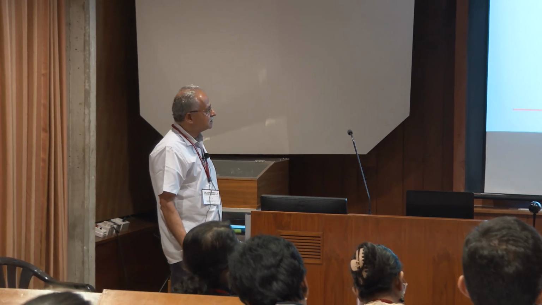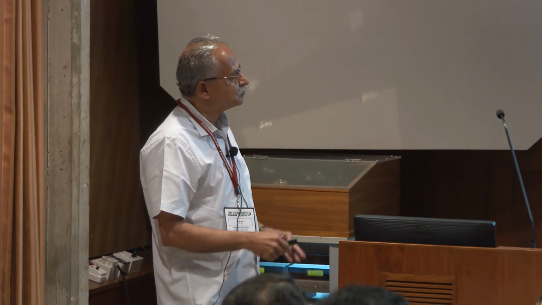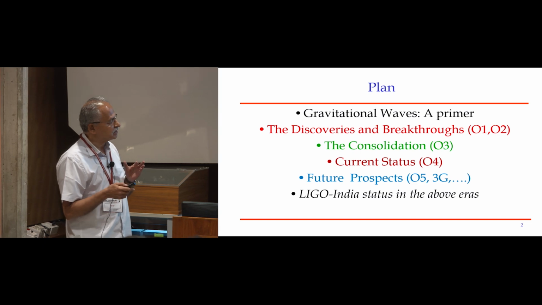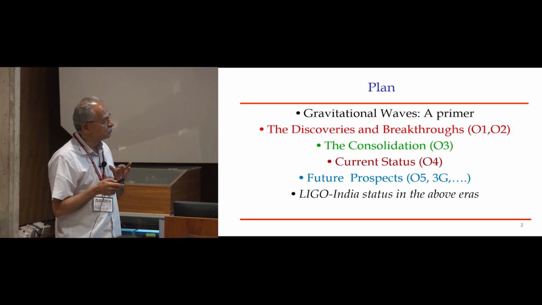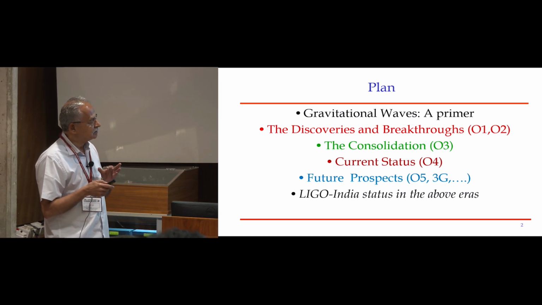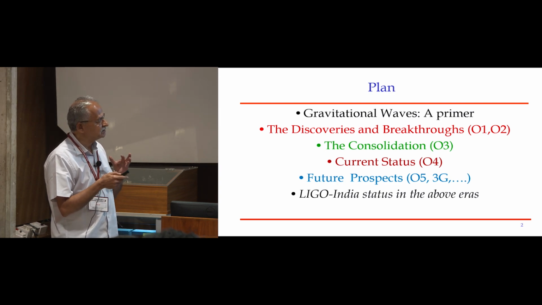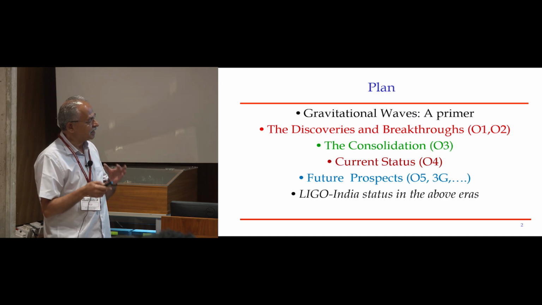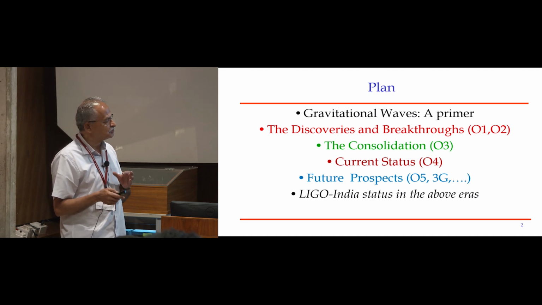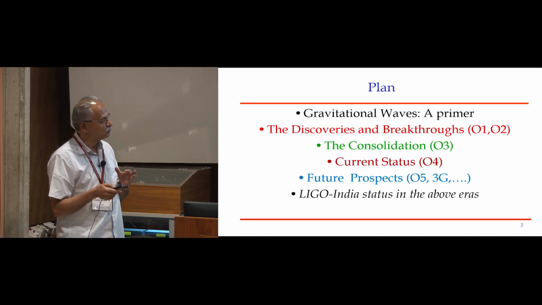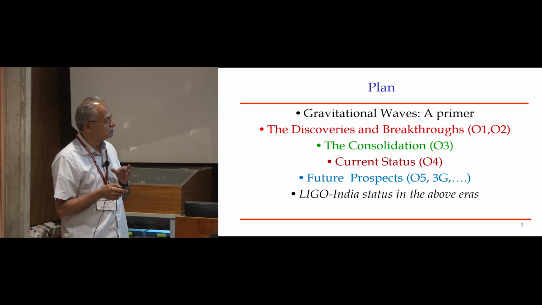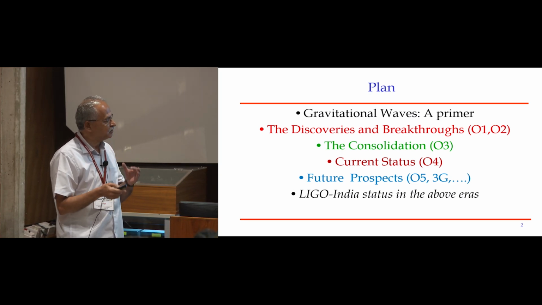So the plan of the lecture is as follows. I'll begin with what I call a primer on gravitational waves and then talk about the discoveries and breakthroughs which happened in the first and second observational runs of the LIGO-Virgo network. The third observational run consolidated the picture which emerged in the first two. What is happening currently is called the fourth observational run. So I'll tell you the current status of the observations. And then where do we go from there?